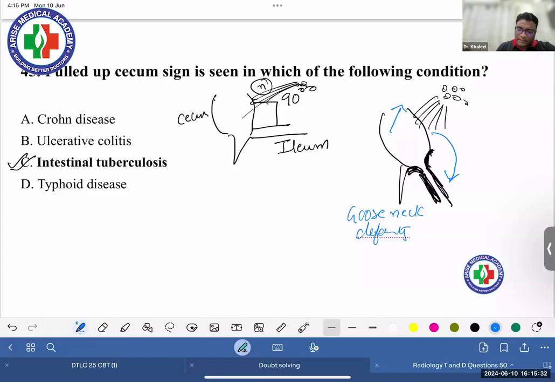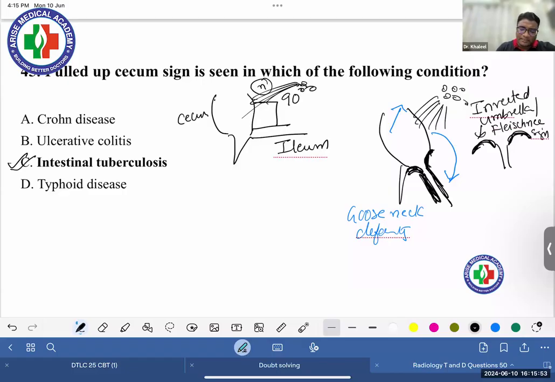There is narrow terminal ileum. There is thickening of the ileocecal valves. This thickened ileocecal valve appears like an inverted umbrella. Right? This appears like inverted umbrella sign, or Fleshner's sign.